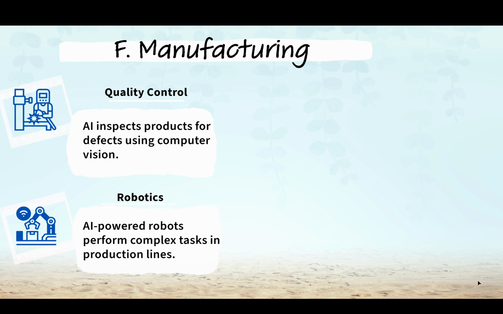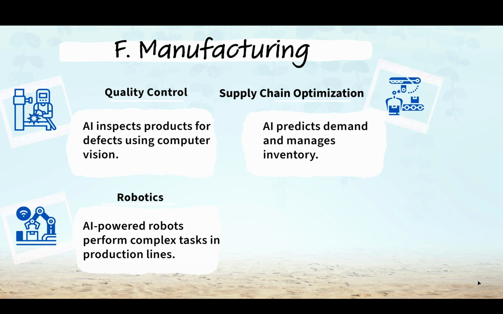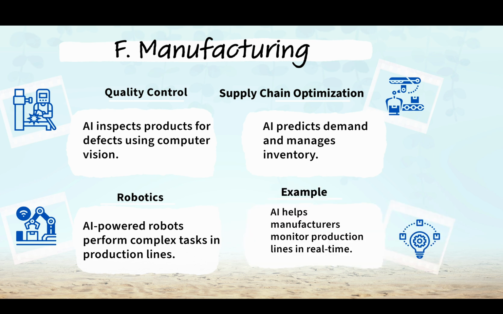Supply chain optimization: AI helps manufacturers predict demand, manage inventory, and streamline supply chain operations. By analyzing historical data, market trends, and current conditions, AI enables manufacturers to reduce excess inventory, avoid stockouts, and optimize the flow of goods. Example: AI is used to monitor production lines in real time, helping manufacturers detect issues early, reduce downtime, and improve overall efficiency.